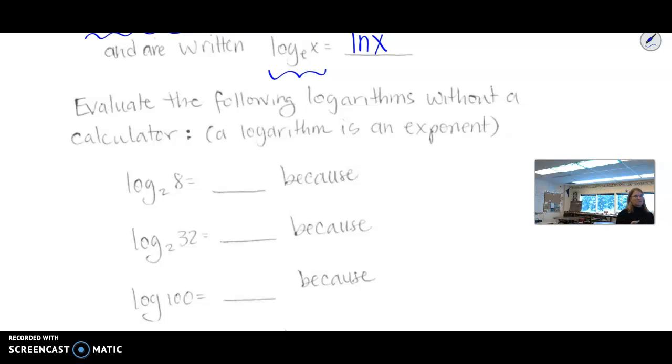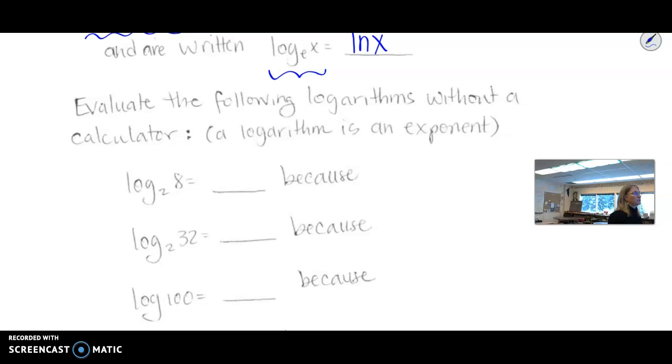We have log of base 2 of 8. So the base is 2. And in your calculator, you can't evaluate this because your calculator only has base 10 and base e, so the common logarithm or the natural logarithm. So when you have a base other than 10 or e, you're either going to need to be able to evaluate it without a calculator, or you're going to have to do a change of base, which we'll get to in just a minute.